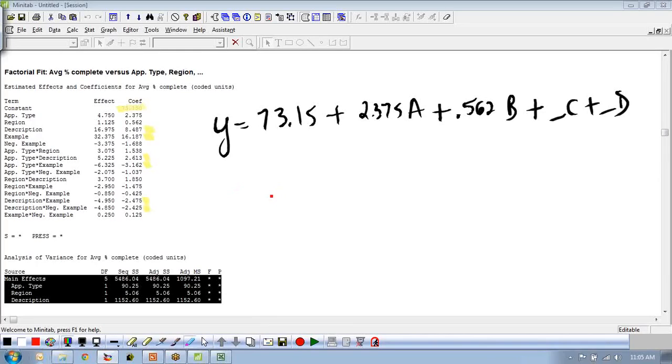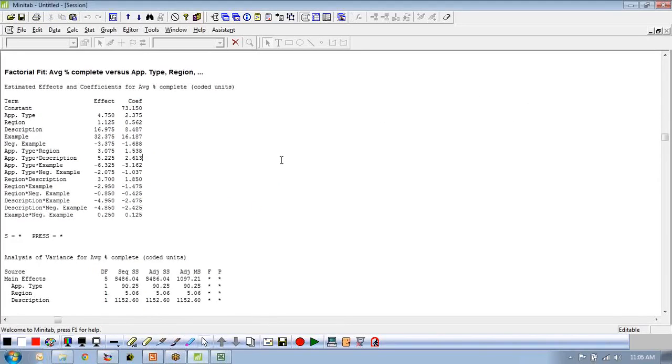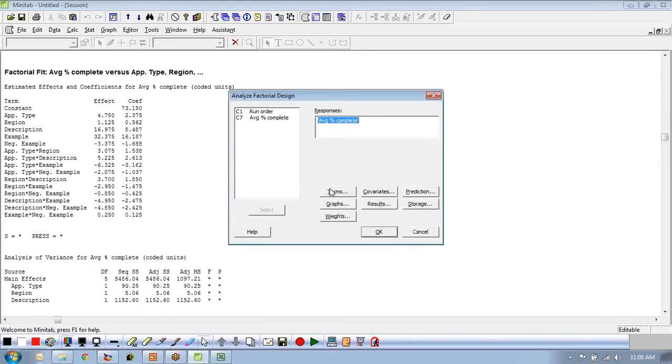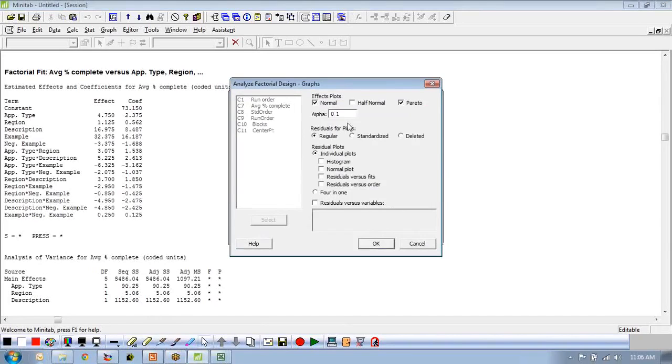saying, you know what, those are really noise. Let's take them out of our model. So let's go ahead and do that, and I'll show you how to do that. To do that, we do a Control-E. Okay, and I'm just going to remind us by looking at the graphs. This time I'm just going to look at the Pareto.